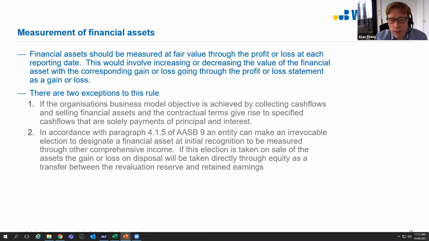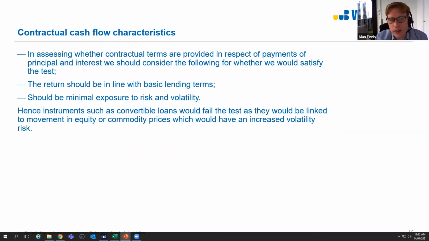So I just want to come back to whether we have the contractual terms to give rise to specific cash flows that are solely payments of principal and interest. The standard basically defines this as assessing whether the contractual terms would be in line with basic lending terms, and there should be minimal exposure to risk and volatility. Hence, instruments such as convertible loans would fail the test, as they'd be linked to the movement in equity or commodity prices, which would have an increased volatility risk. So we're really talking about very low risk investments when we're talking about these contractual cash flow characteristics.